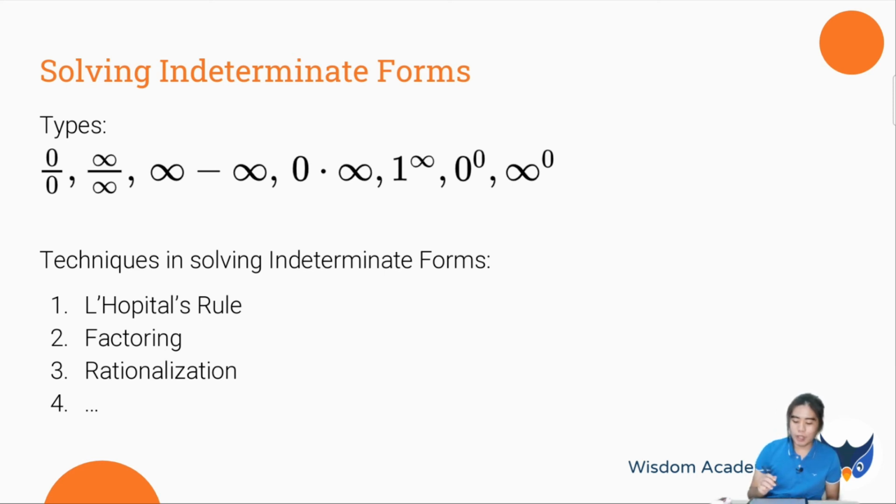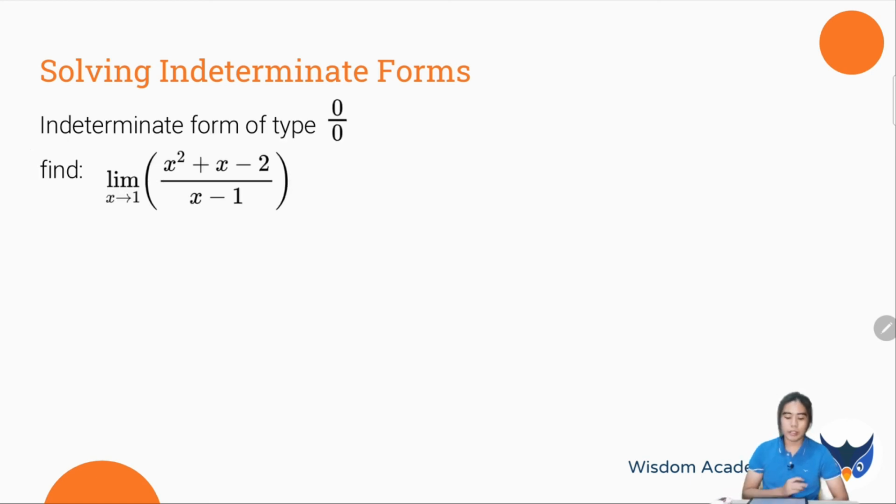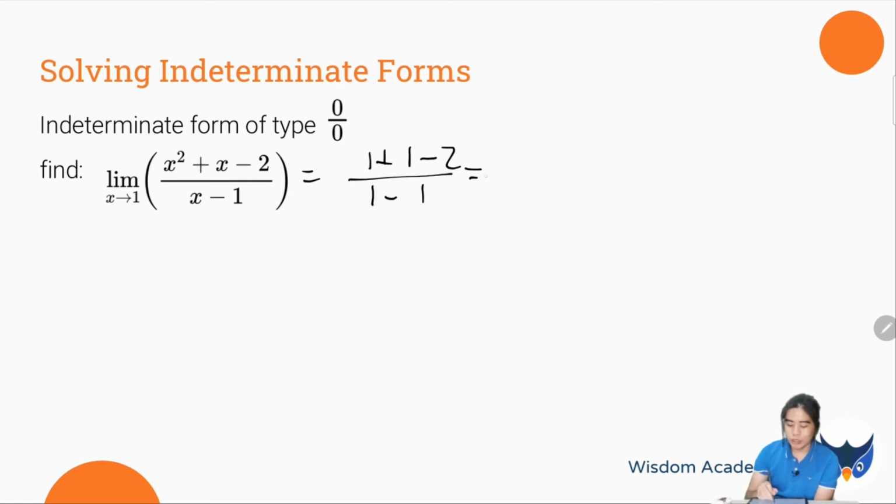Right now, we will only discuss the first 4 cases of indeterminate forms since these are the more common ones. Okay? Let's start with the indeterminate form of type 0 over 0. When solving indeterminate forms, ganun pa rin yung tip ko sa inyo na perform direct substitution. Yun yung unang-una natin gagawin. So, 1 plus 1 minus 2 over 1 minus 1. This is the same example sa una natin ginawa, which will lead to 0 over 0.